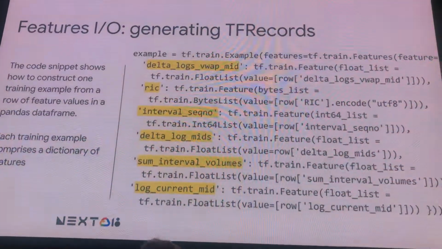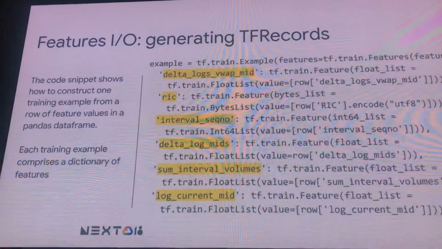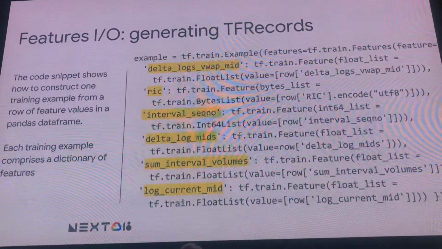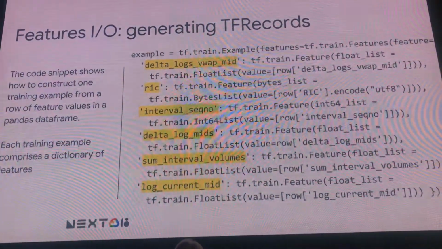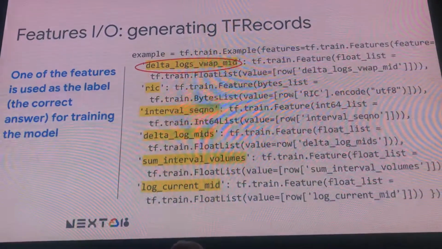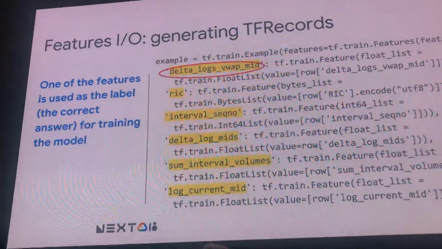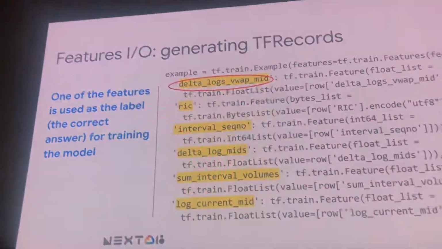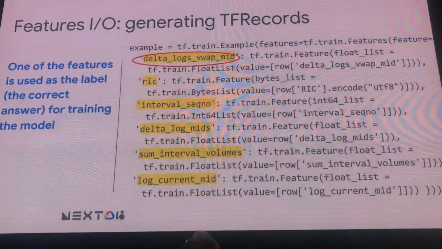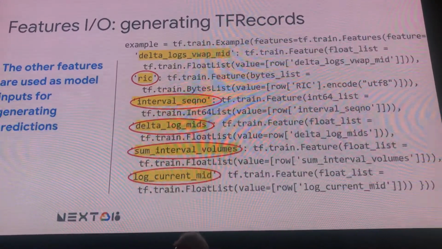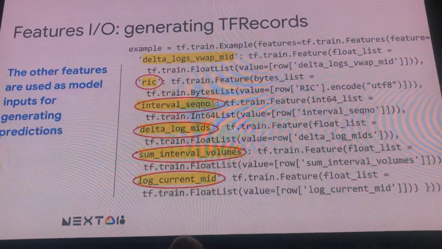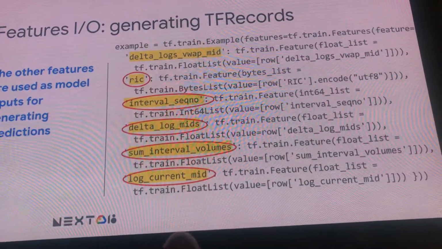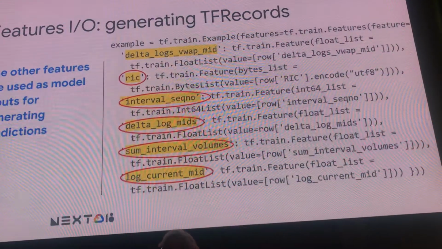So here is an example of how you construct an example, assuming that each row holds values of features from the data frame that we constructed earlier. Delta log mid is what we're going to be using for our label. This is the correct answer that we only have during training. We don't have it when we're actually using the model to make predictions. And we have 5 features that I described earlier: the rig, stock identifier, interval sequence number, deltas of log mids, sum of interval volumes, and logarithm of the current mid.